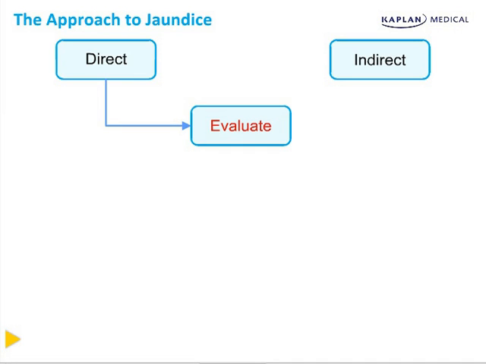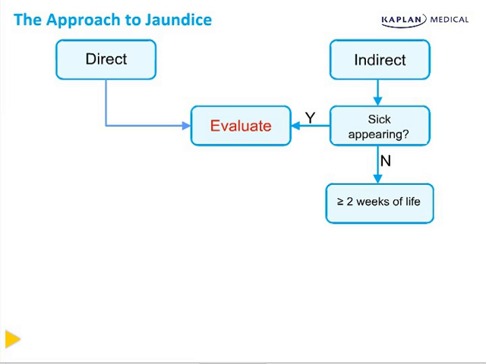Now, if it's an indirect hyperbilirubinemia, the first question you should ask is this child sick appearing or not? Because whether it's hyperbilirubinemia or any other diagnosis on the test, a sick kid or a sick person gets evaluated. No matter how many signs or symptoms that might indicate a benign cause, sick people get worked up. The next question is this kid over 2 weeks of life? If it is, they likely need an evaluation.